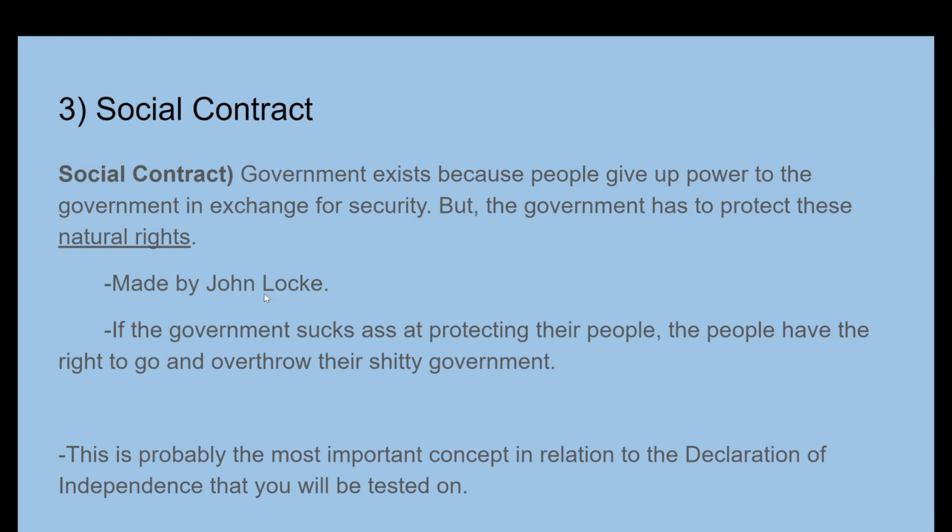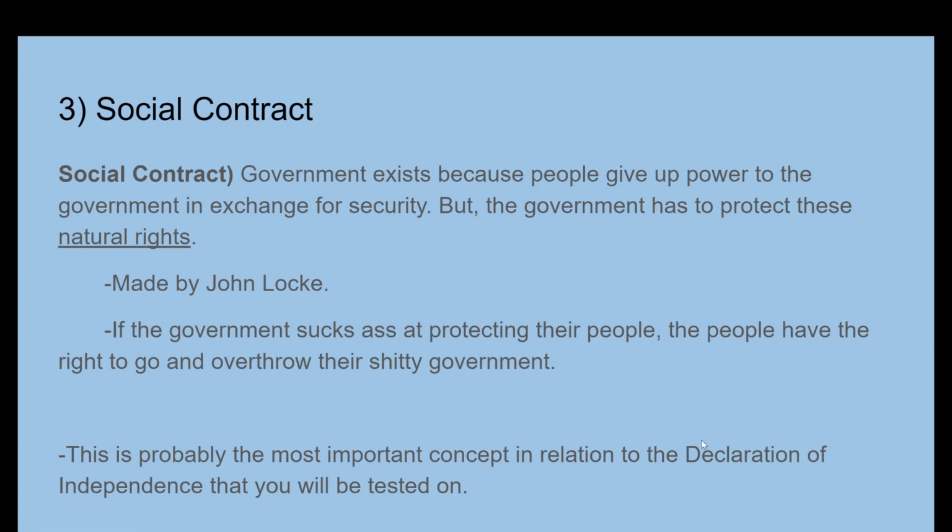It's going to be John Locke. You'll find a couple of them are probably going to be Montesquieu, but I think we discussed those in previous Unit 1 videos. So, if the government fails at protecting the people, then the people have the right to overthrow that government. We talked about that earlier, right? So that's how this relates to the Declaration.